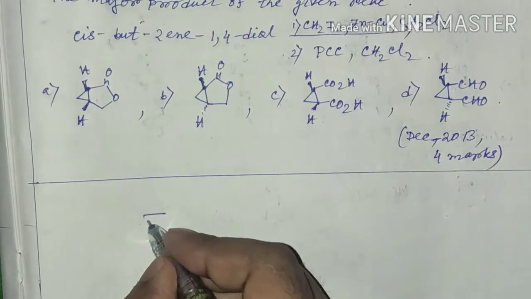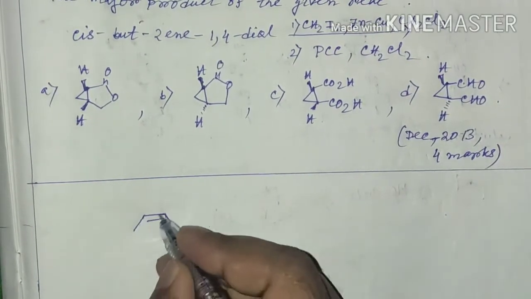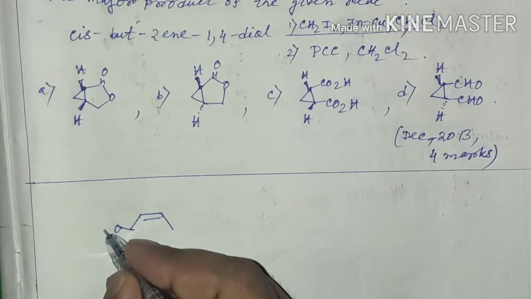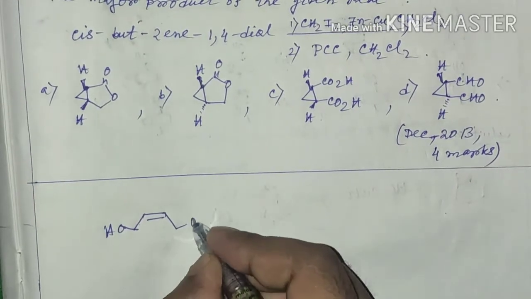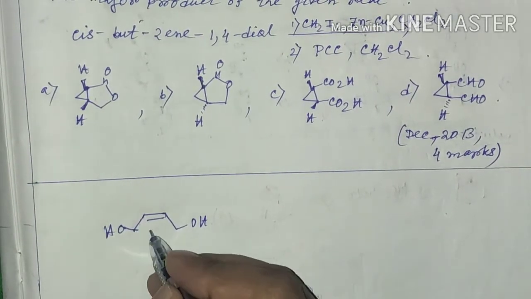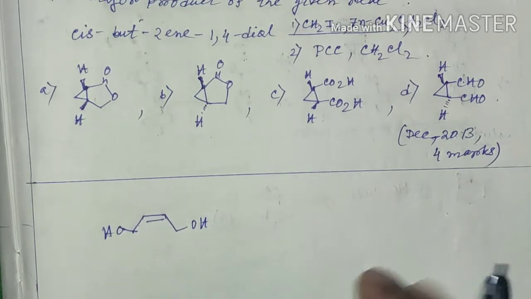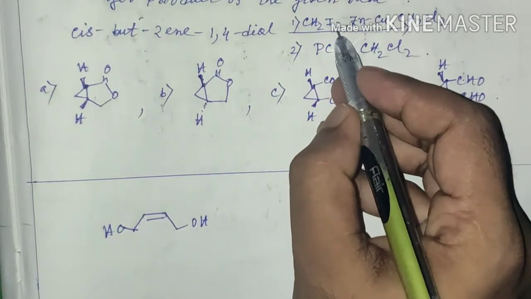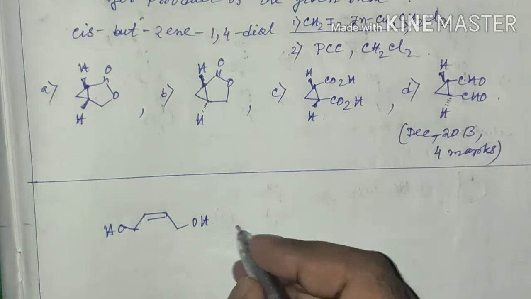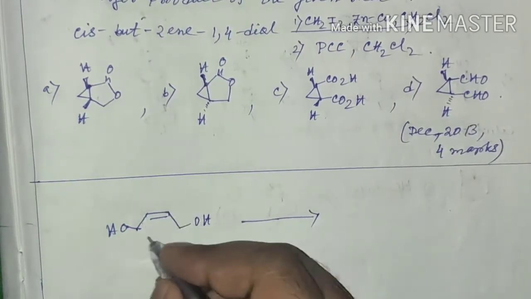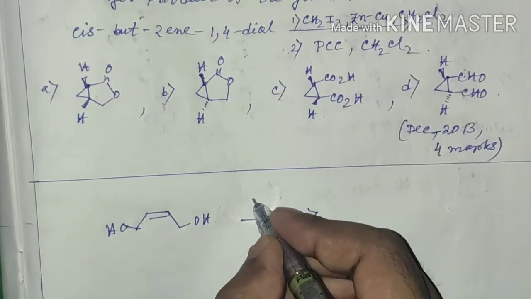cis-but-2-yne-1,4-diol. That is, this is cis-butene, and this one is the 1,4-diol of cis-but-2-ene. And from the first reagent we can see that Simmons-Smith reaction is performed on this olefin.